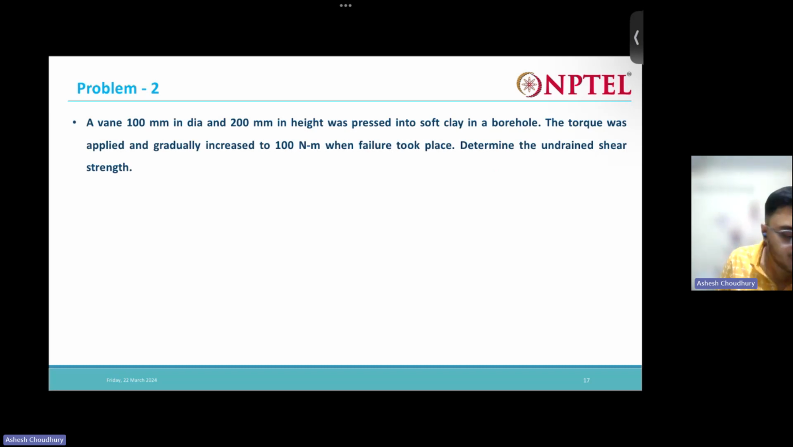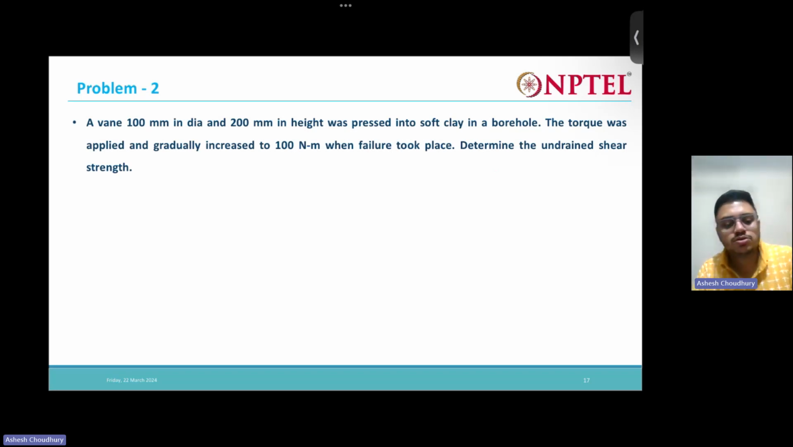So all the problems you should actually solve by yourself. These are very easy. Today's problems are very easy problems. Here all the dimensions and the torque, everything is given. Just use the correct formula, the correct relationship, to find the correct answer.